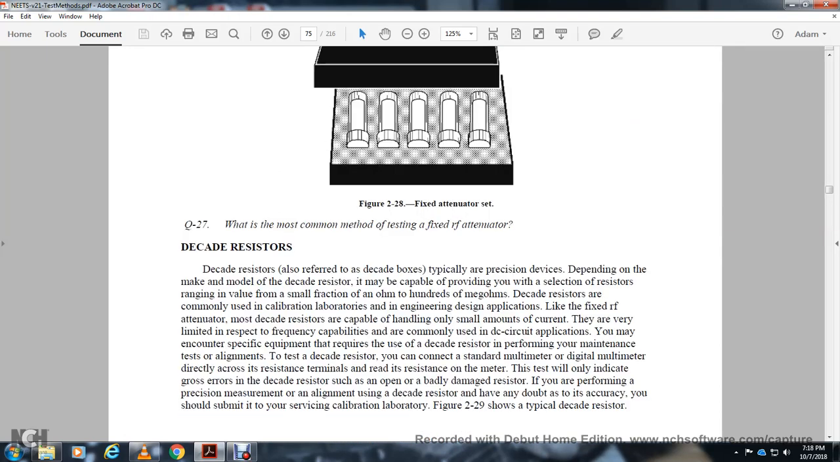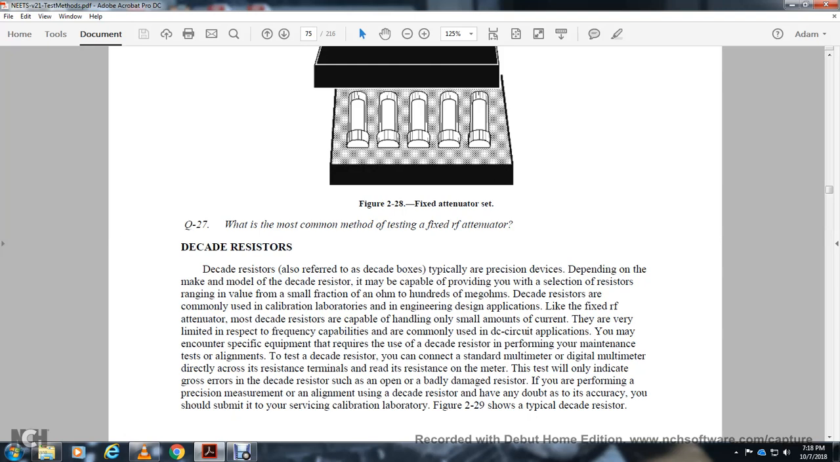Decade resistors, also referred to as decade boxes, are typically precision devices. Depending on the make, they may be capable of providing you with a selectable resistor range of values from a small fraction of an ohm to hundreds of megohms. Decade resistors are commonly used in the calibration laboratory and are essential in designing applications like a fixed radio frequency attenuator.